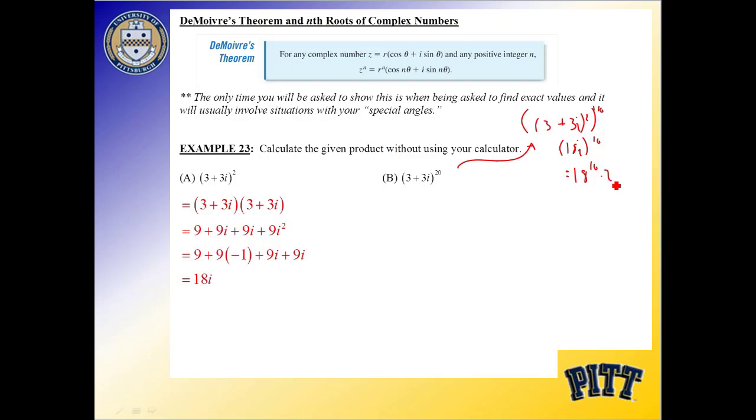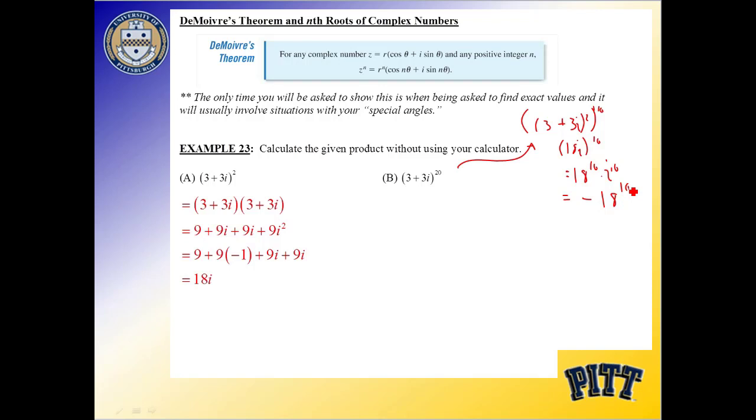I to the 10th. Well, 10 divided by 4 is 2, leaving me with 2 left over, so that's going to be equal to i squared, which is negative 1. So I'm going to have a negative 18 to the 10th power. So I can look at it that way.